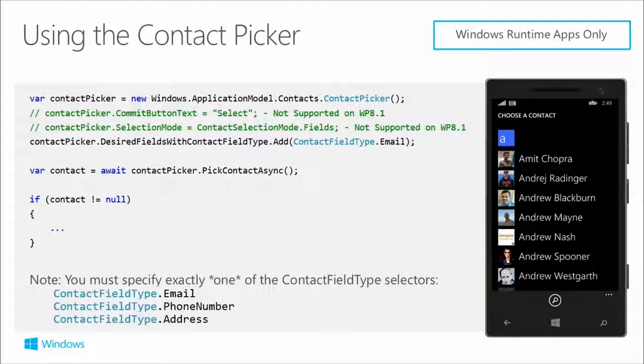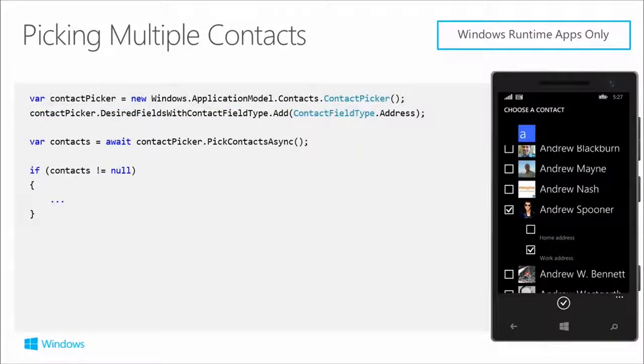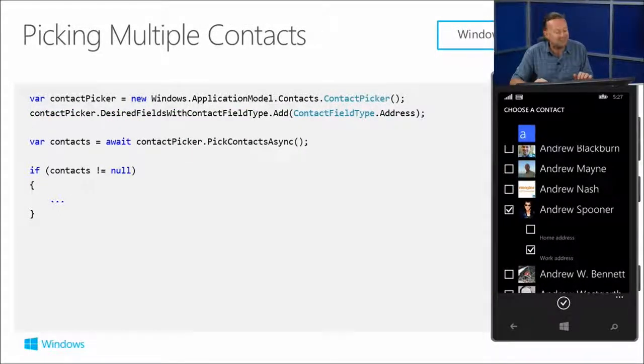And at that point, control switches over to the built-in dialog on the phone. So you're seeing the Contact Picker choose a contact dialog, which you can see on the right there. That's actually a shell bit of UI. You don't program that. This is what's invoked by calling pick contact async. Pick contacts async allows you to select multiple contacts, and you just get the same UI, but this time with checkboxes. You even get checkboxes that expand out, and if you've got this example where we've asked for the address, you can choose between the home address and the work address. So very flexible UI it gives you for free.